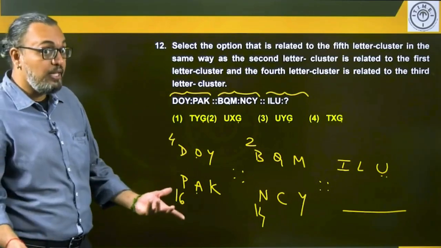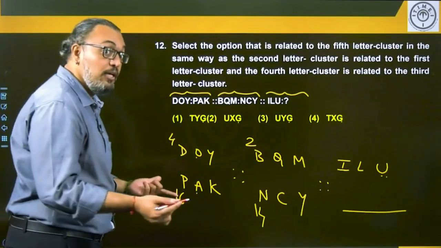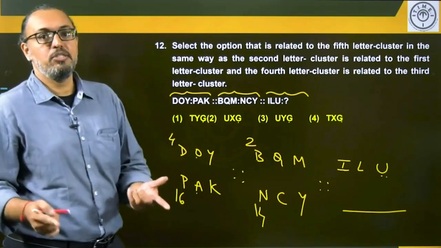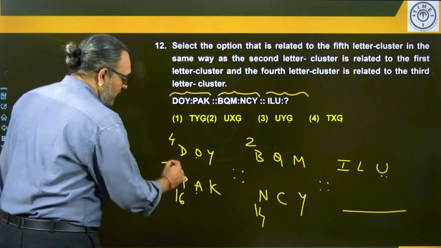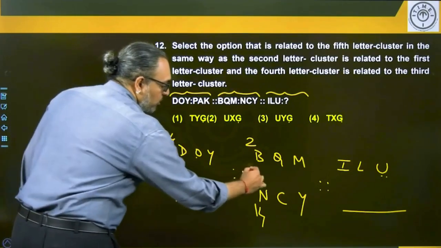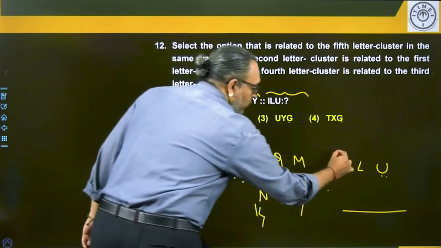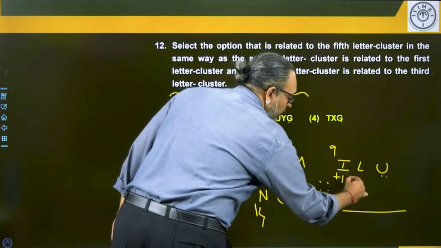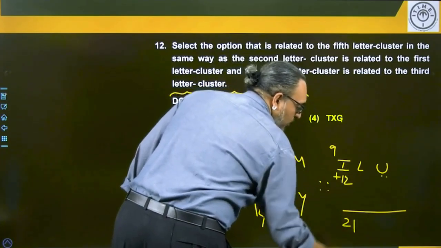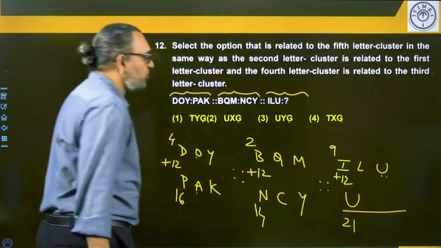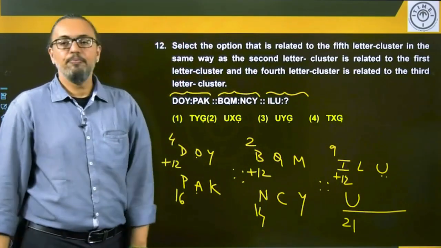So it's not about multiplication. How about addition? Don't forget that. If multiplication doesn't work, look at addition. So how much am I adding? 12. Here also, am I adding 12? Yes. Now here also you have 9. 9 plus 12. How much is it? 21. And what is the 21st letter? U. You have two options with U.